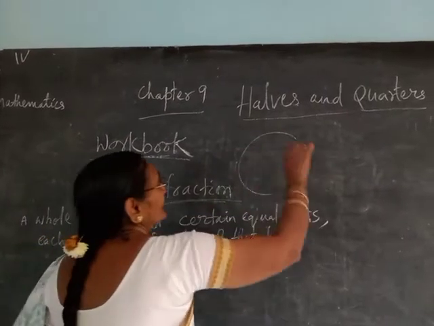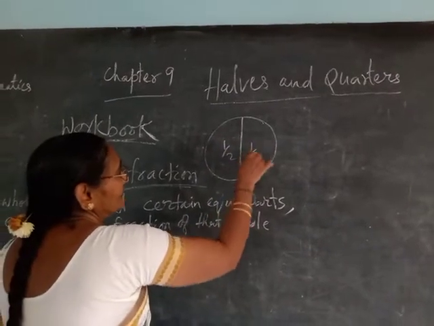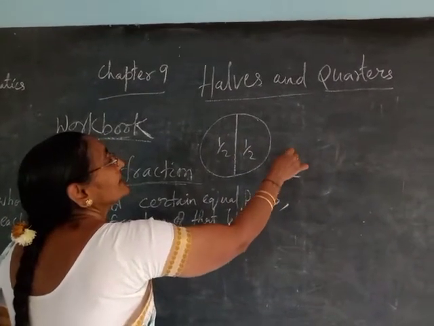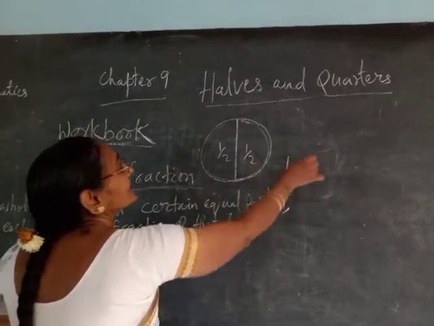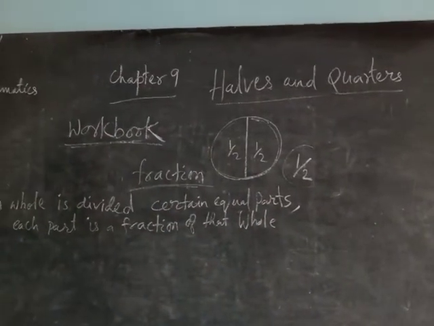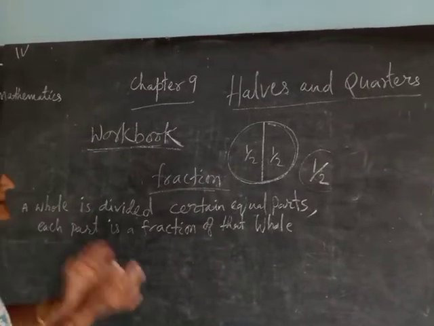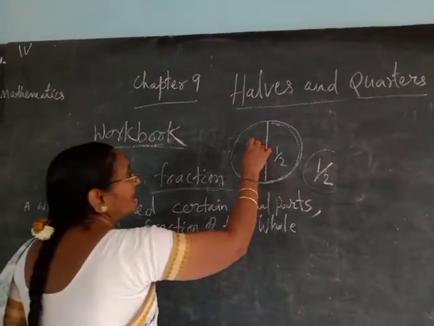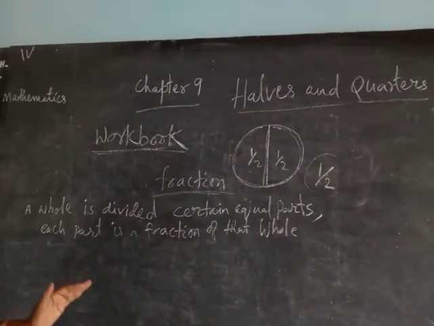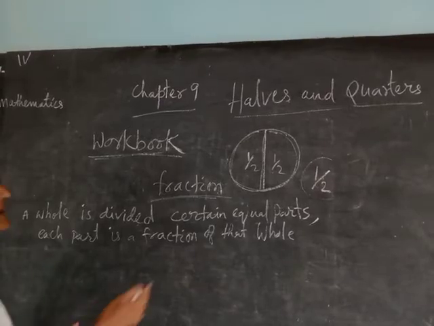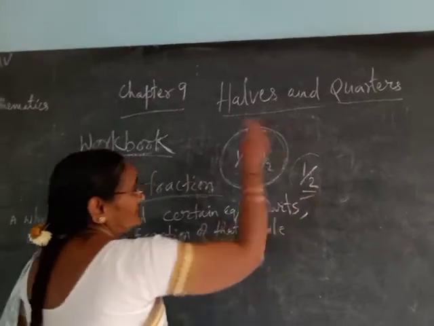You know that? Suppose this is a whole. It is divided into two equal parts. 1 by 2. What is the meaning of that? One part out of two parts. Then that is a fraction. When an object is divided into two equal parts, each part is called a half part. That is written as 1 by 2.